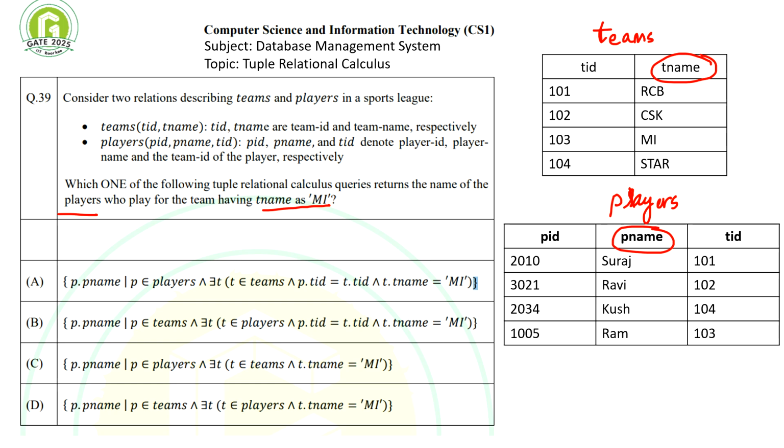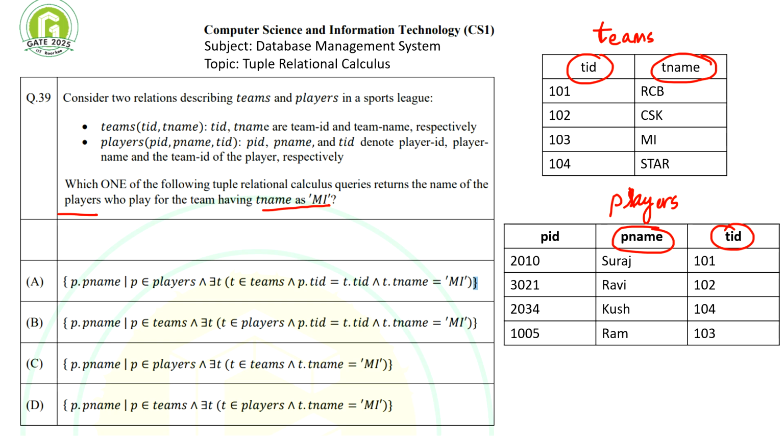Now which kind of join? This has to be a conditional join or natural join, and the common attribute for the join is team ID. So you print the name of the player whose team ID in players is equal to team ID in teams, and the team which has the name MI. This should be the flow of the query. So let's check which of the following options have this sequence.